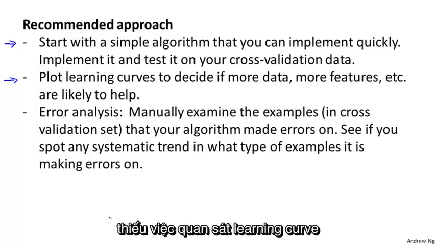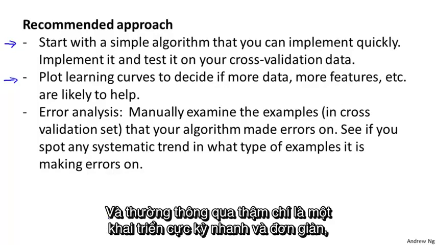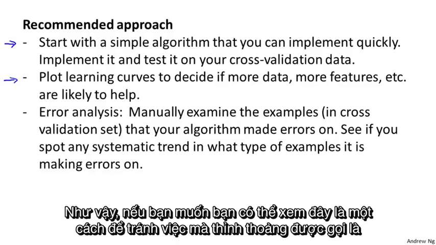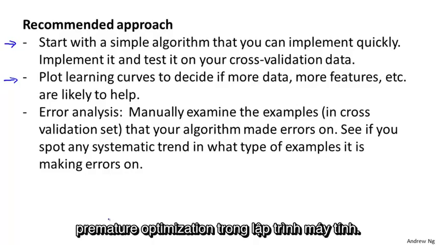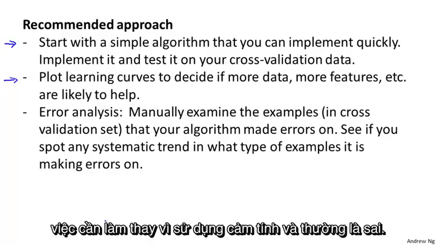That is, in the absence of evidence, in the absence of seeing a learning curve, it's just incredibly difficult to figure out where you should be spending your time. And it's often by implementing even a very, very quick and dirty implementation and by plotting learning curves that helps you make these decisions. So if you like, you can think of this as a way of avoiding what's sometimes called premature optimization in computer programming. And this is an idea that just says that we should let evidence guide our decisions on where to spend our time rather than use gut feeling, which is often wrong.